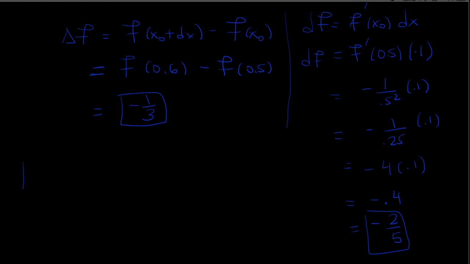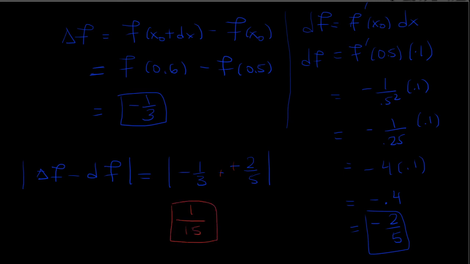Because when I look at the approximation error, I'll be taking the difference of delta f and df, which in this case is negative 1/3 minus negative 2/5. The two negatives make it positive. And so if I subtract these, I get, let's see, 1 over 15. And so the approximation error is 1 over 15.